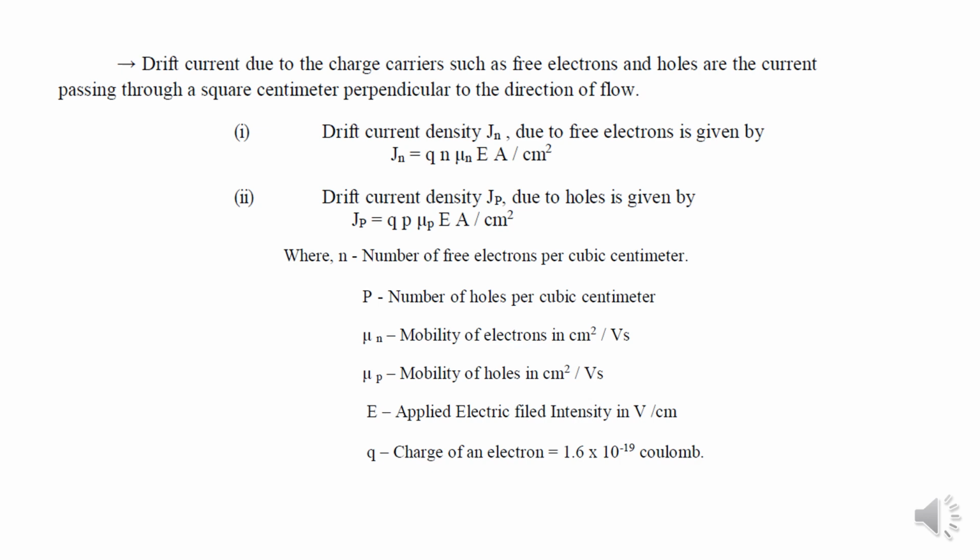Here, the drift current density due to the free electrons is given by this equation, and the drift current density due to the holes is given by this equation, where n is the number of free electrons per cubic meter and p is the number of holes per cubic centimeter, and mu n is the mobility of electrons in centimeter square per Vs, and mu p is the mobility of holes in centimeter square per Vs, and E is the applied electric field intensity in V per m, and q is the charge of electrons, equal to 1.6 × 10^-19 coulomb.